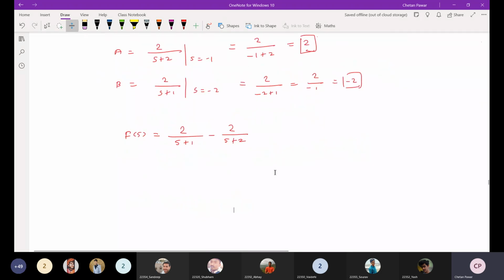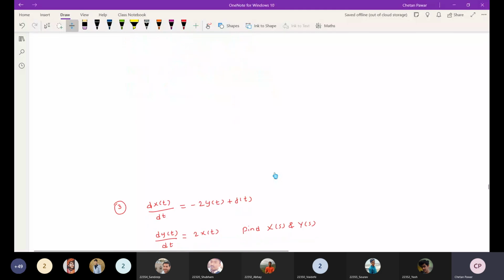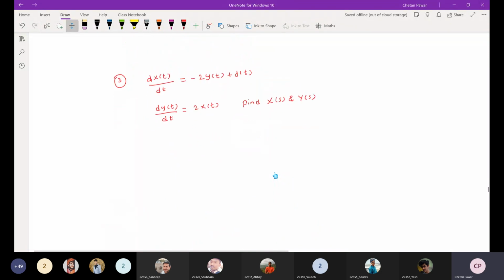Now you tell me, if I consider this as a right-sided signal f of t, what will be the ILT of this? F of t will be 2 into e to the power minus t, right? Good. And 2 into e raised to power minus 2t. And we don't mention u of t, but here you can mention u of t. Even if you don't mention, no problem. But generally it will be good to use. Okay. So this is about this.